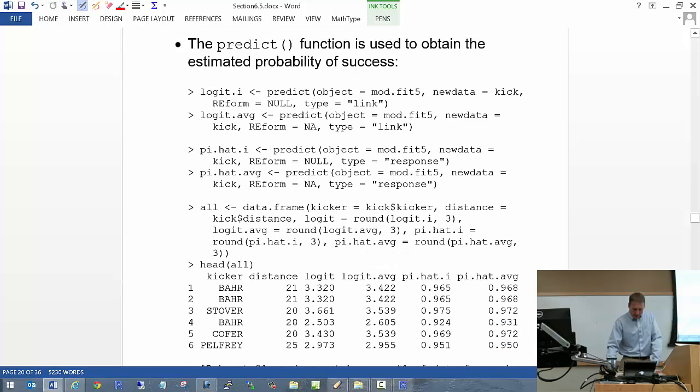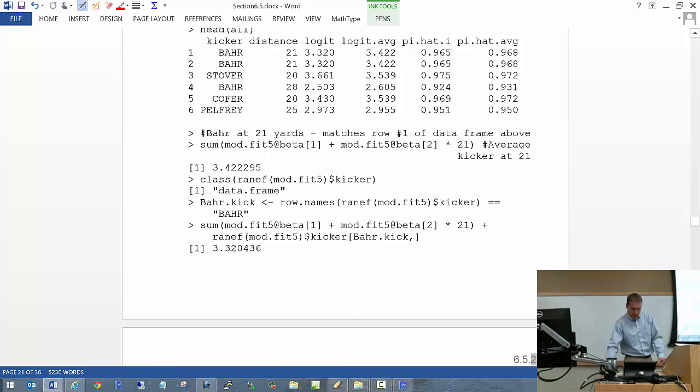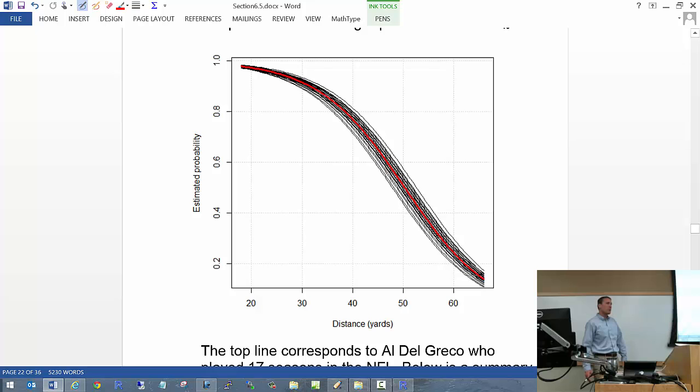Unfortunately we are out of time, but what we're getting to is eventually we're going to show this plot right here, which basically summarizes all those black lines for each place kicker. The red line is for, let's say, the average place kicker, where B is equal to 0. And so we're going to get to a point where we can do this kind of plot. Are there any questions? Yes?